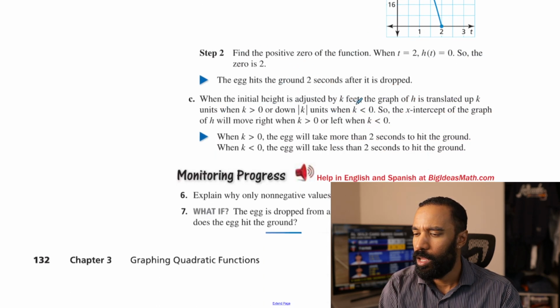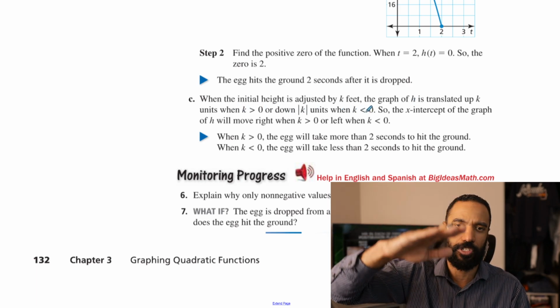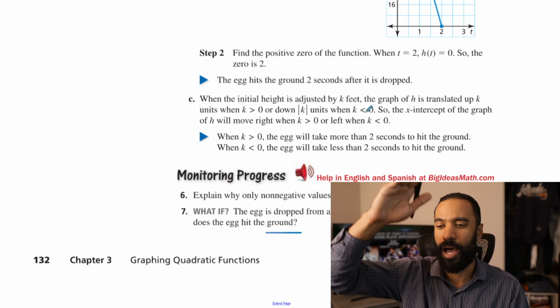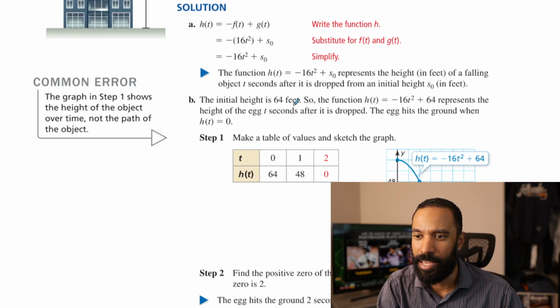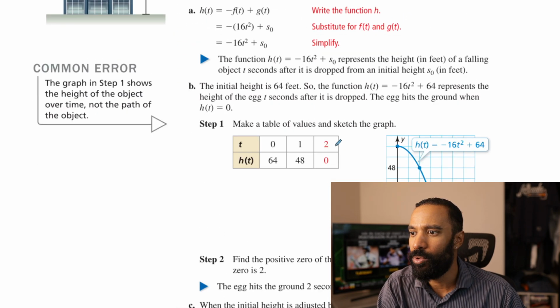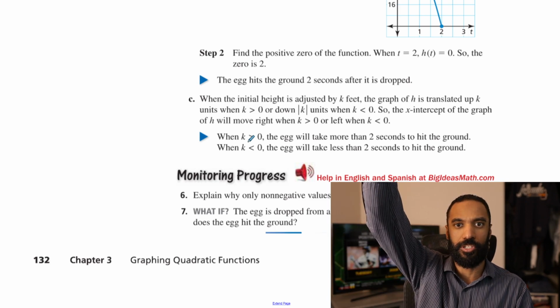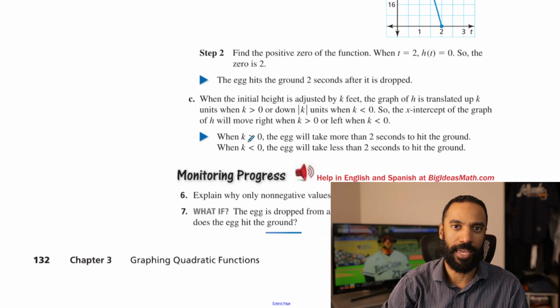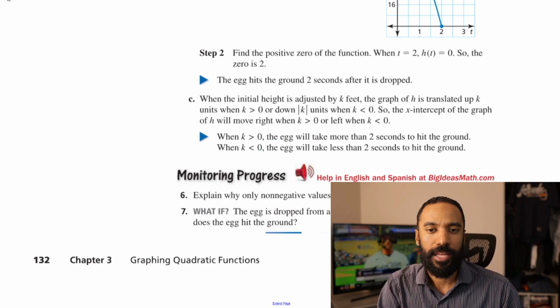When the initial height is adjusted by k feet, the graph of h is translated up k units when k is greater than 0, or down k units when it's less than 0. So we either add k or subtract k based on how high or low we adjust it. How will this affect part B? If we raise the height, it's going to take longer than 2 seconds to hit the ground. If we lower the height, it's going to take less than 2 seconds. Okay, that's all they cover there.